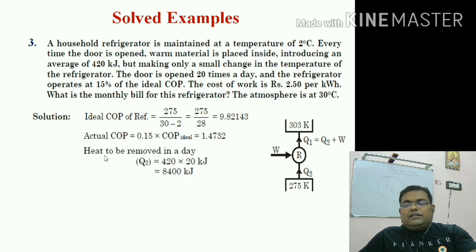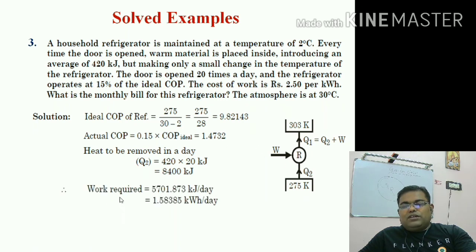So hence heat to be removed is nothing but 420 into 20 times we are opening. So total this much heat to be removed. This heat is to be removed from this cooler space, that is freezer. So this Q2 is this one, and we need to find out the work input. We know the coefficient of performance, we can substitute the values. So work required can be calculated directly by using coefficient of performance equal to Q2 divided by W. So W is equal to Q2 divided by this term, right?